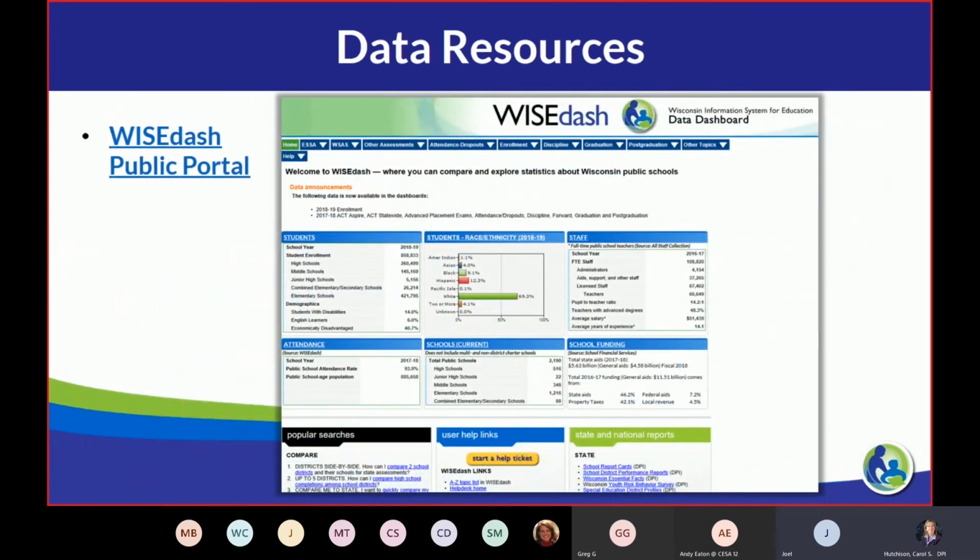Districts can also turn to publicly available data resources, such as WISEdash Public Portal for summary level data. Unlike the secured WISEdash for district site, data from the public portal is redacted and is displayed at an aggregate or summary level. Use the public portal when trying to understand overall district level data and trends over the years. The public portal also makes it easy to generate data visualizations.